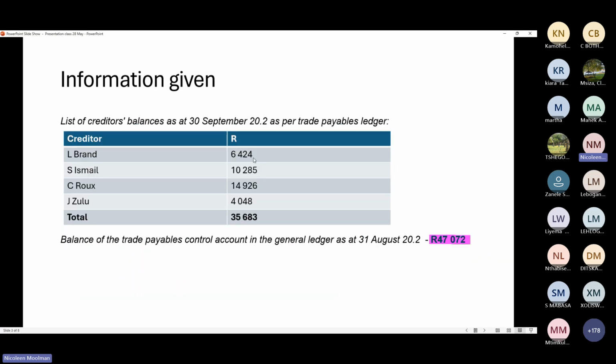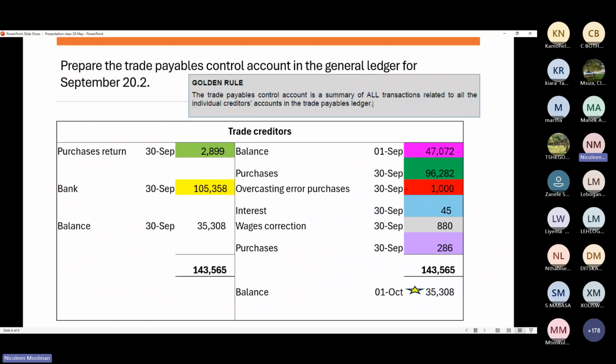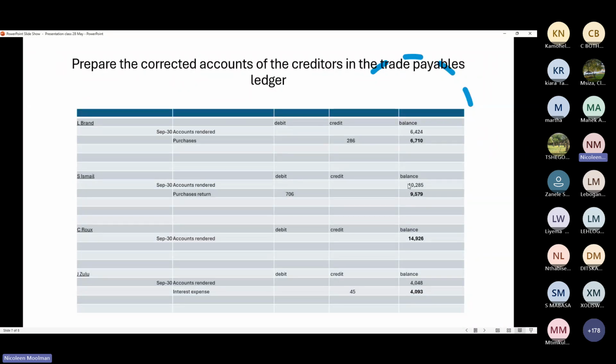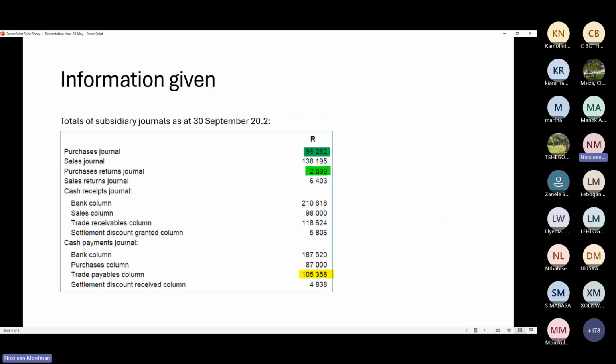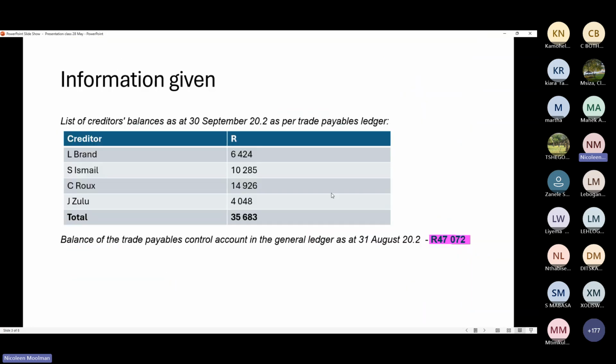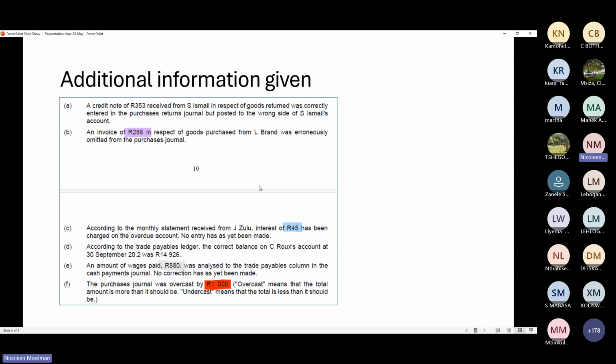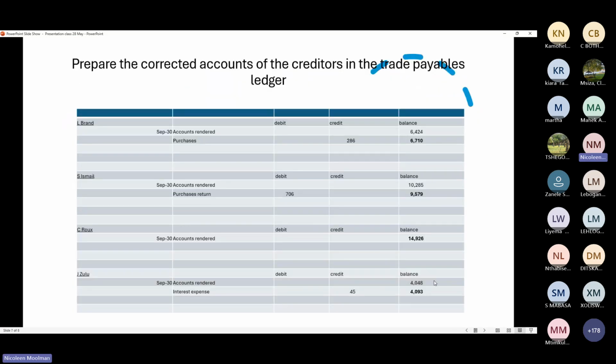S. Ishmael is 10285. They've given us that number. And then C. Roo is 14926. They've given us it's there on the listing. And J. Zulu is 4048. But those were now the incorrect listing. Now we need to apply the changes based on the additional information given to us.